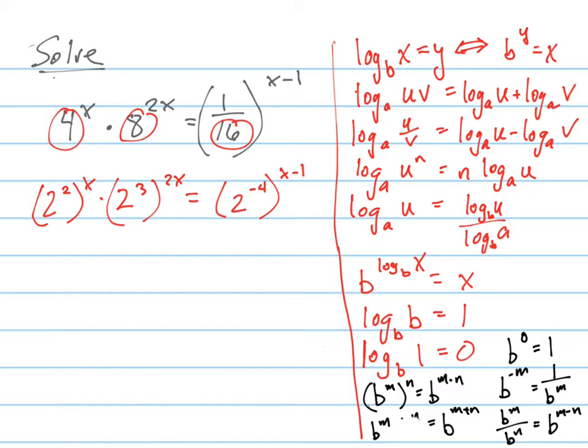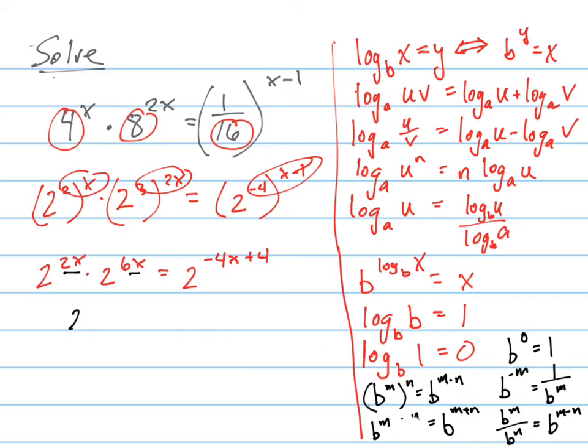Okay, next, I'm going to combine those together. So this is 2 to the 2x times 2 to the 6x equals 2 to the negative 4x plus 4. Got it? Okay, now what can I do with these powers? I can add them together. So this is 2 to the 8x equals 2 to the negative 4x plus 4.